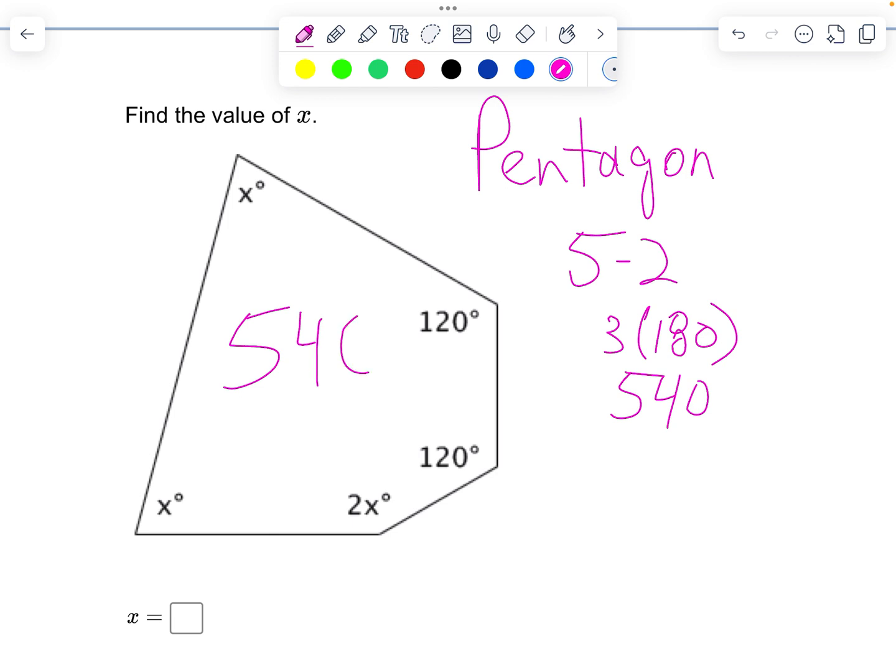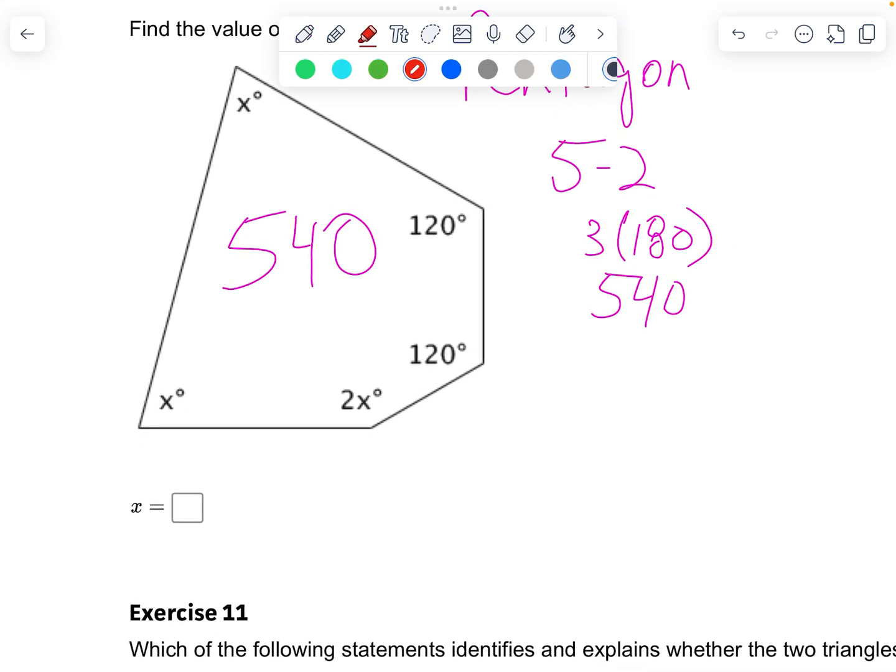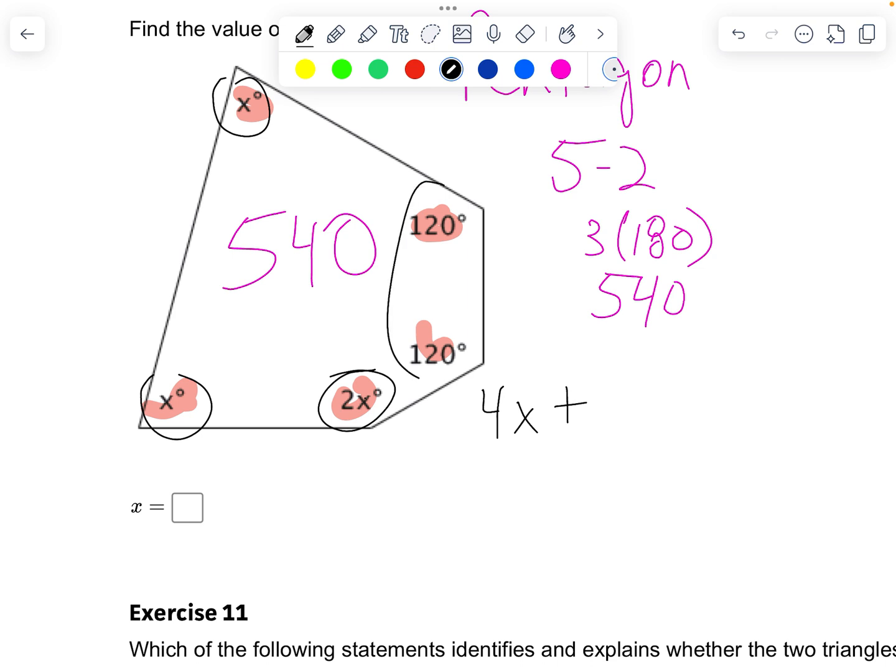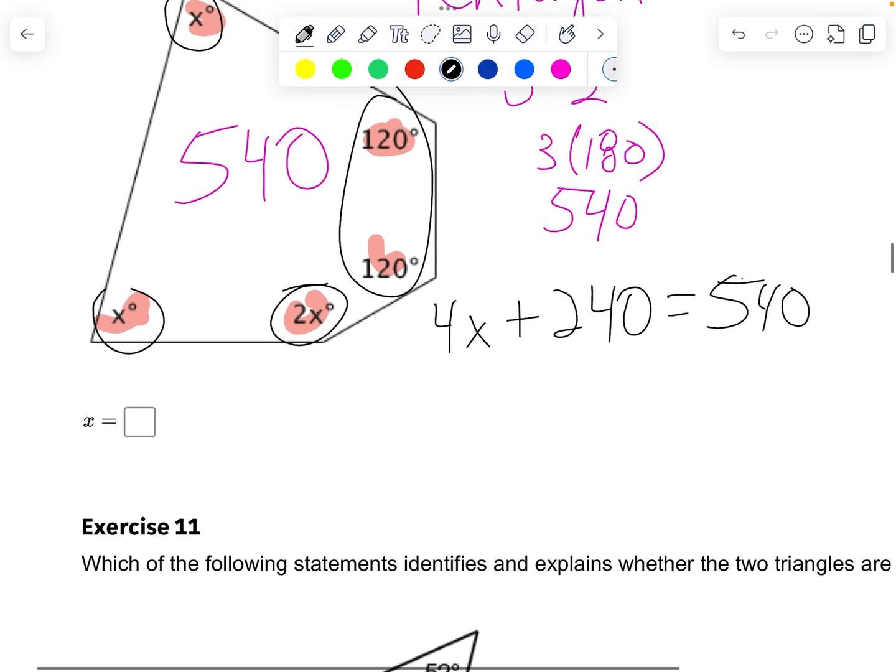540 degrees, right? So we need to add all the angles together. This one, this one, this one, this one, this one. Add them all together and set them equal to 540. All right, so here we go. 2x plus x gives me 4x. And then 120 plus 120 is 240. And they all equal 540. Then we'll just solve for x with a two-step equation.